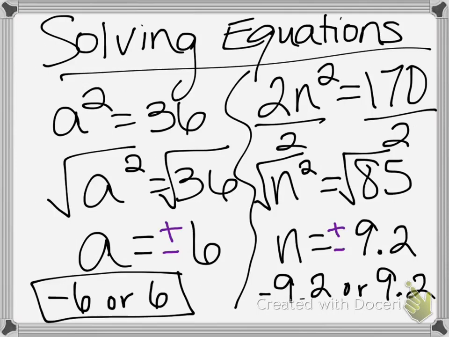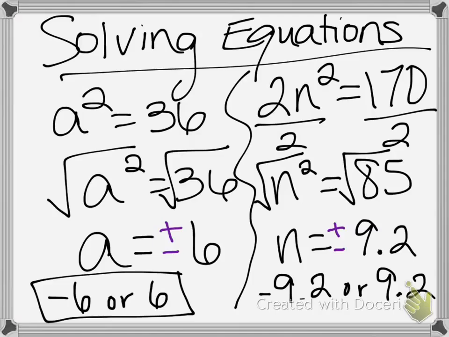The next thing is solving equations. This is something we've done time and time again, but now we're dealing with squares and square roots. So a squared equals 36. We would have to take the square root of both sides. When we do that, we would do both the positive and negative, so the plus minus, because 6 times 6 is 36, but also negative 6 times negative 6 is 36. So the answer for this is negative 6 or positive 6.